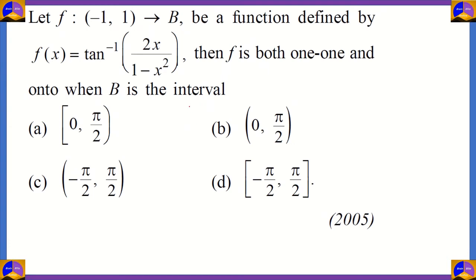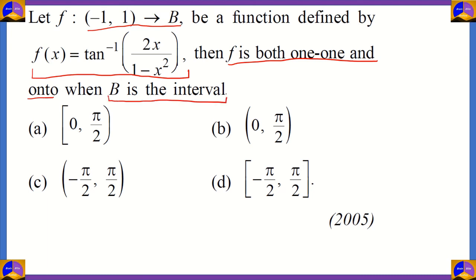This is the next question. Let f be a function from (-1, 1) to the set B. This is a function defined by f(x) equals tan inverse of 2x by 1 minus x squared. And the condition given is that f is both one-one and onto. We need to find out the interval B. So which interval B gives us the function f(x) equals tan inverse of 2x by 1 minus x squared as both a one-one and an onto function?